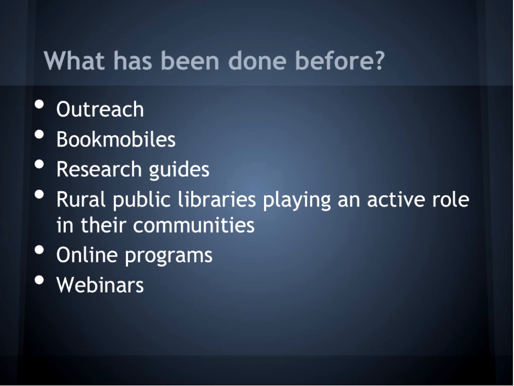Thanks, Elizabeth. In this section of our presentation, I'm going to talk about what's already been done to ease the transition to college for low-income and rural students. Broadly speaking, libraries have been involved in many different forms of outreach. These include public libraries playing an active role in their communities through programs that get people using the library, such as Bookmobiles. It also includes digital resources, informing patrons online about how the library can help them through research guides and webinars, to name just a few examples.